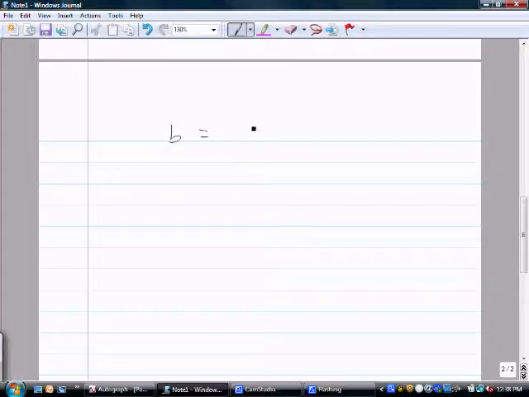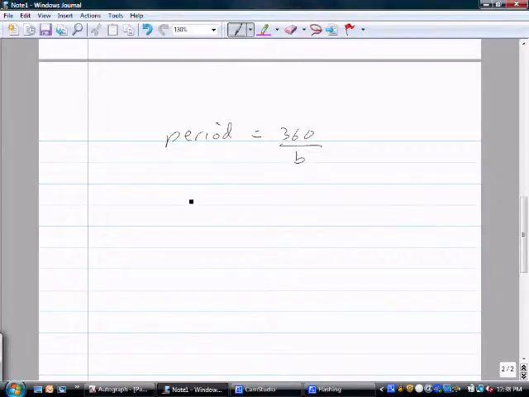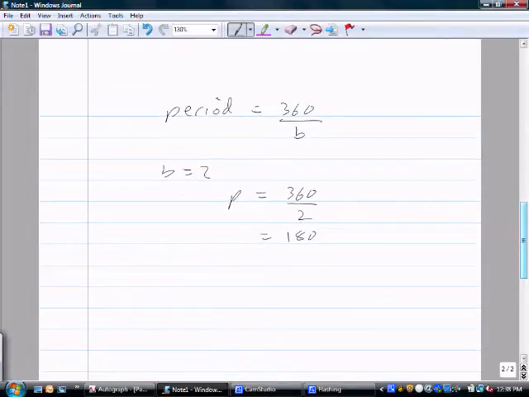Sorry, let me change the way I'm thinking about this. The period is 360 divided by B. We saw from the example before, if B is 2, then the period is 180. In this case, the period is 360 divided by 2, B was 2 there, 180. You can manipulate this equation. If you know what the period is, then this equation can be changed to B equals 360 divided by the period, and this will become more relevant when we look at modelling a little bit later on.